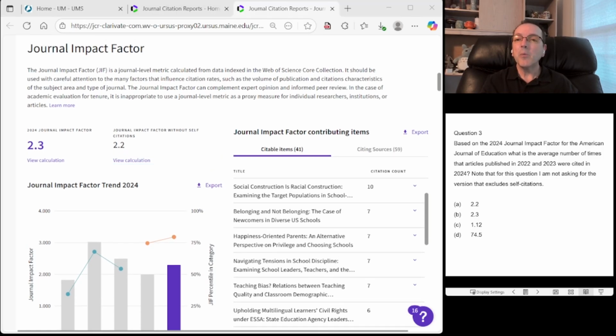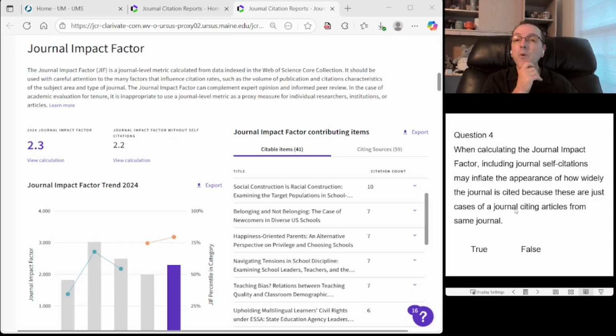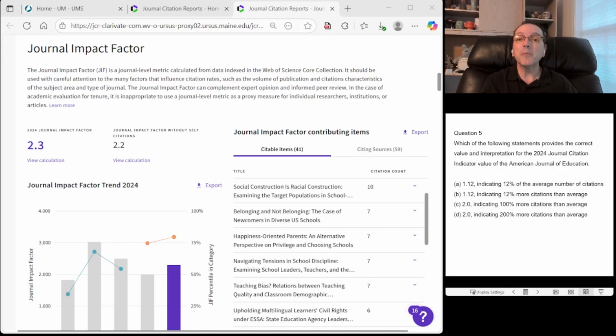And oops, we've also answered question 4 while we're at it. When calculating a journal impact factor, including self-citations may inflate the appearance of how widely the journal is being cited, because it's just cases of a journal citing the same journal. So that's definitely true. That can be a problem. So our answer for question number 4 is true.